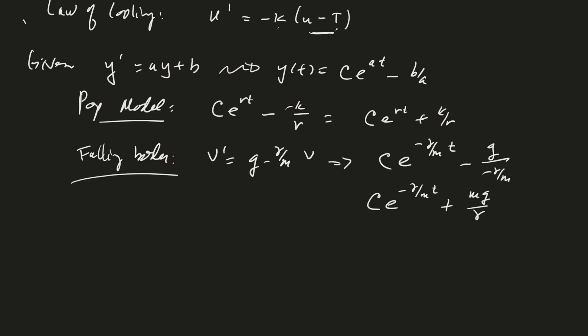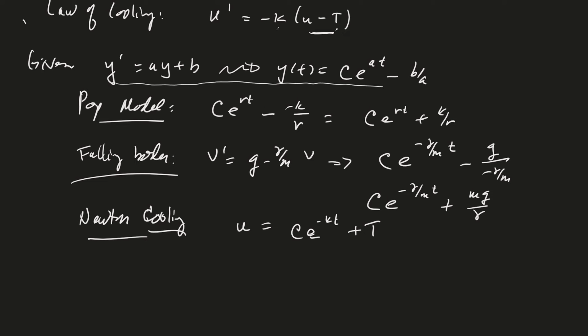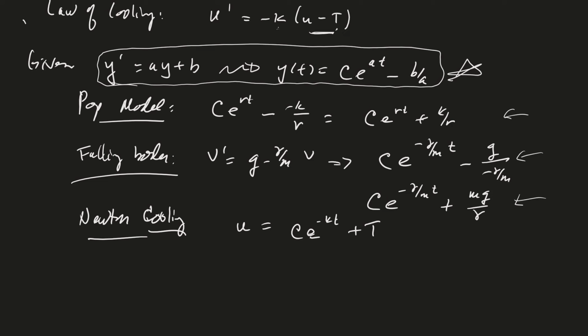Now, how about Newton's law of cooling? Newton cooling, I'll just say. Can I just write down the solution from that? Oh, you betcha. u is equal to ce to the minus kt plus T. There you go. See? These are easy. So again, I'm only saying this not to impress you, but just to say, if we know the solution to this directly, then these models are really easy to solve, right? You can just write down the solution without having to think about it too much.